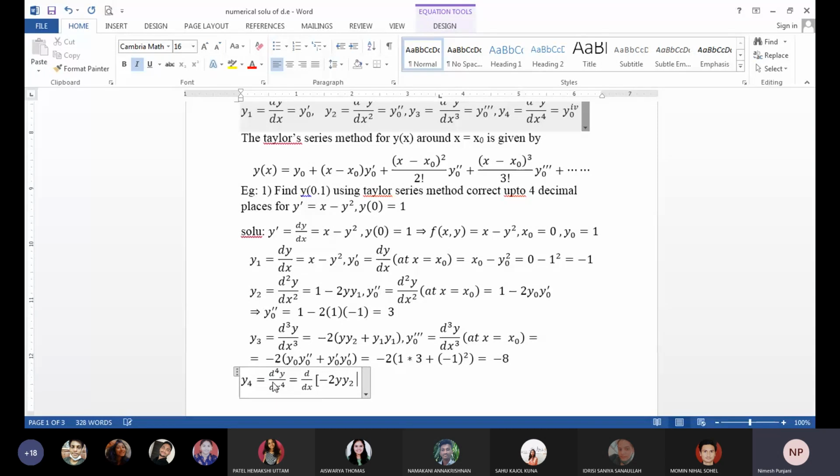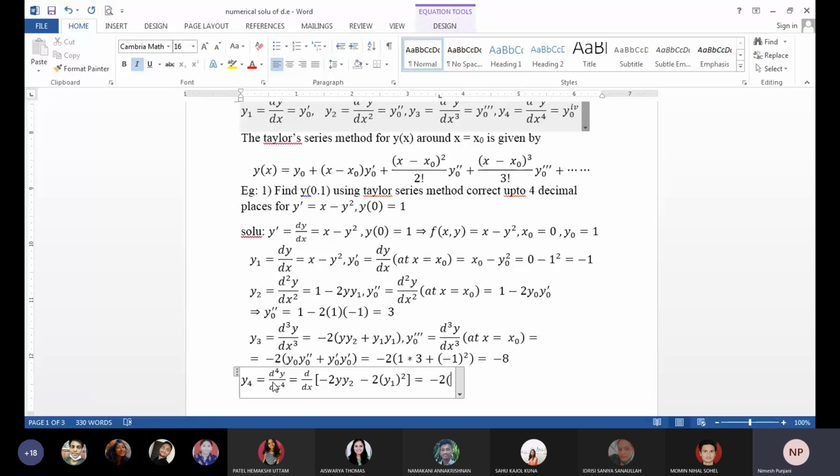minus 2y into y2 minus 2 y1 square. I opened the bracket and wrote it. So it is the derivative of minus 2y into y2 minus 2y1 square. Now for the first term we will have to apply u into v, because it is y into y2. The second term we will get from the composite formula.